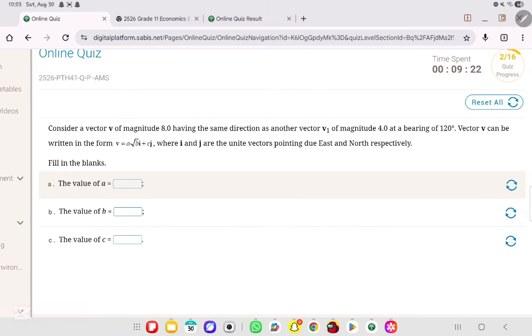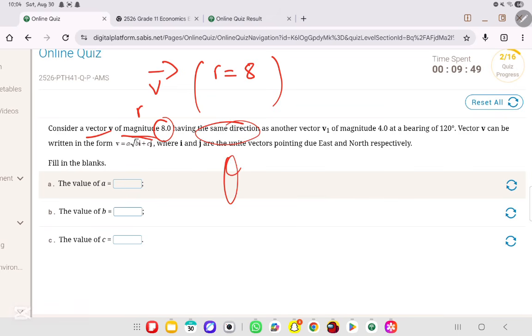Consider, okay, because we started applied math, what we need to do in this exam is read every single word and take out every single detail. Now, consider a vector V. Vector V is like this, of magnitude 8. Another term for magnitude, we can represent it by R. So it has a magnitude of 8, having the same direction. Direction means the angle, or the polar angle, theta. So theta is equal to the theta of V1.